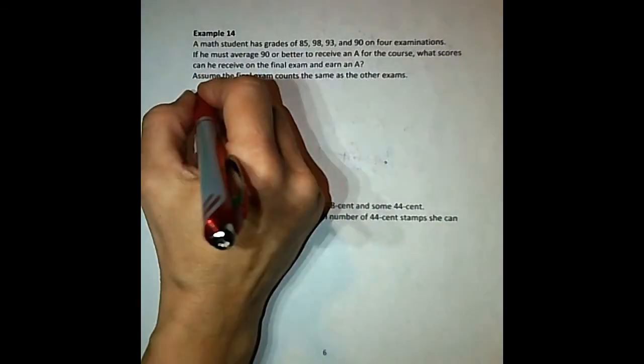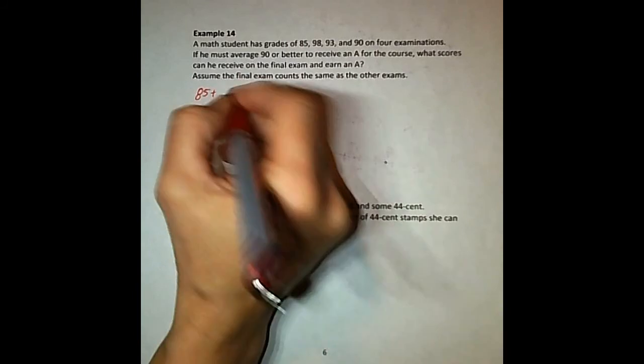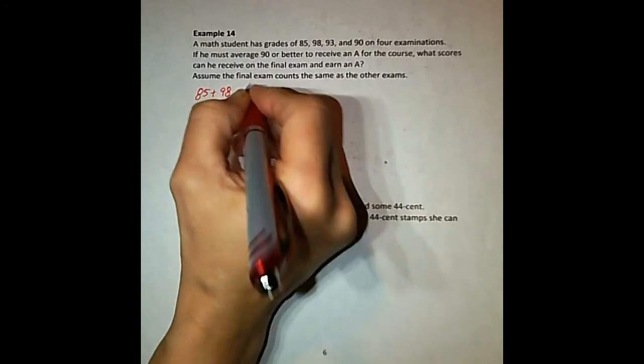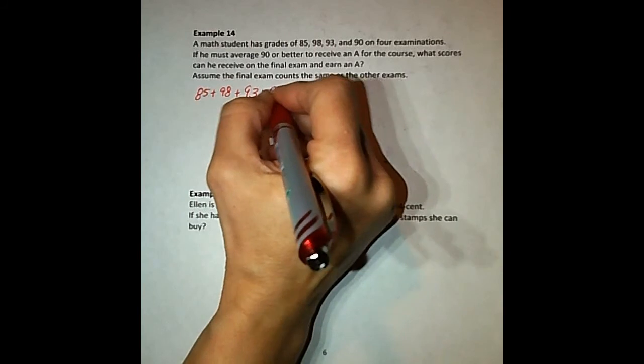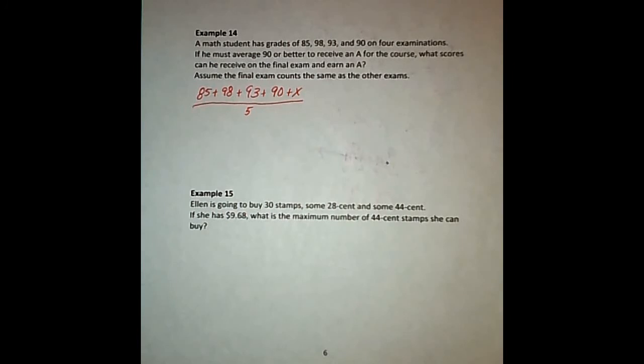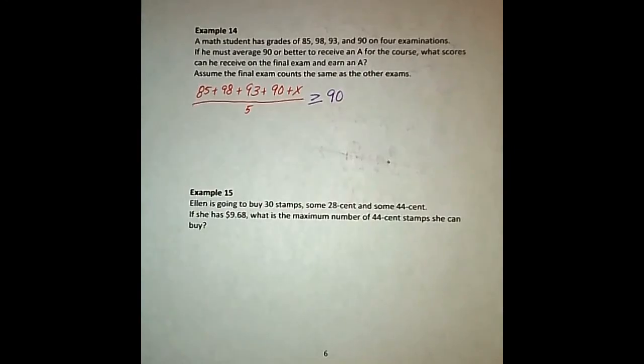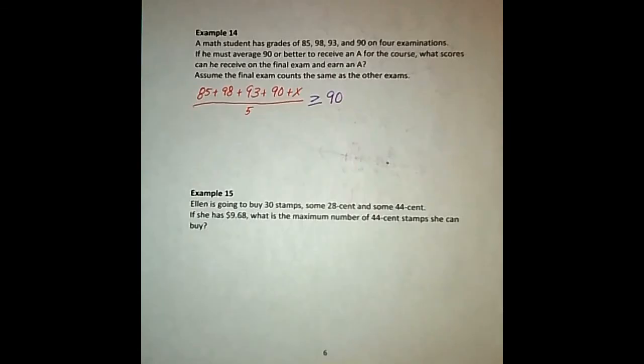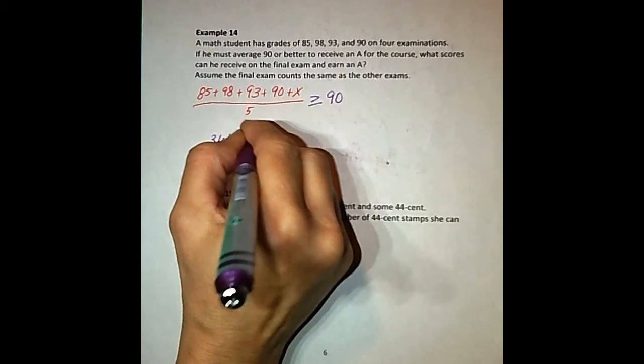So I know that that's going to be 85 plus 98 plus 93 plus 90 plus x, and since there's 5 of them, we're going to divide by 5. And we know this grade must be larger than or equal to 90 because he wants an A in the course. It says he has to make a 90 or better. So this is how we would set it up. So what you'll do is you'll add up 85 plus 98 plus 93 plus 90, and you would get 366 plus x over 5.